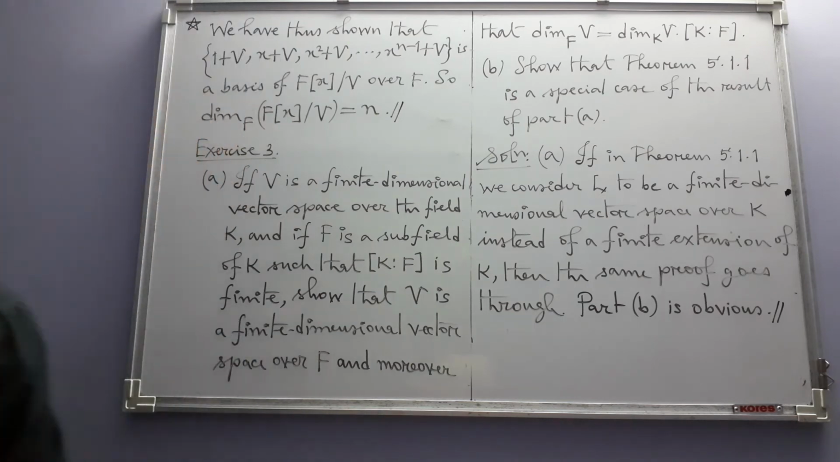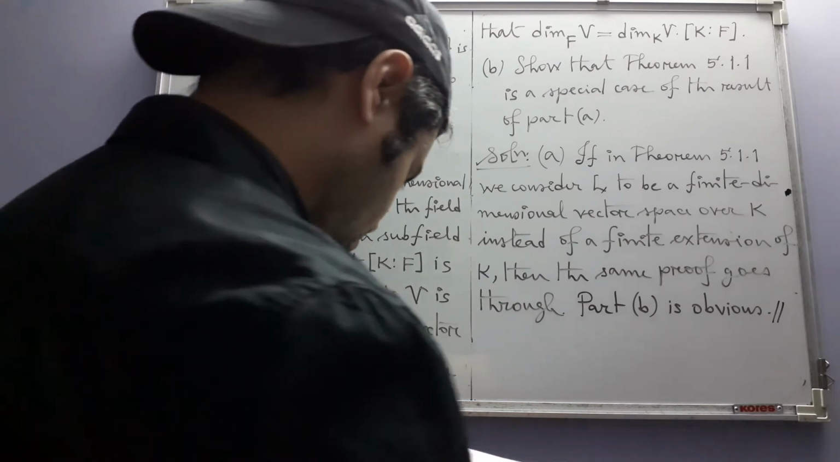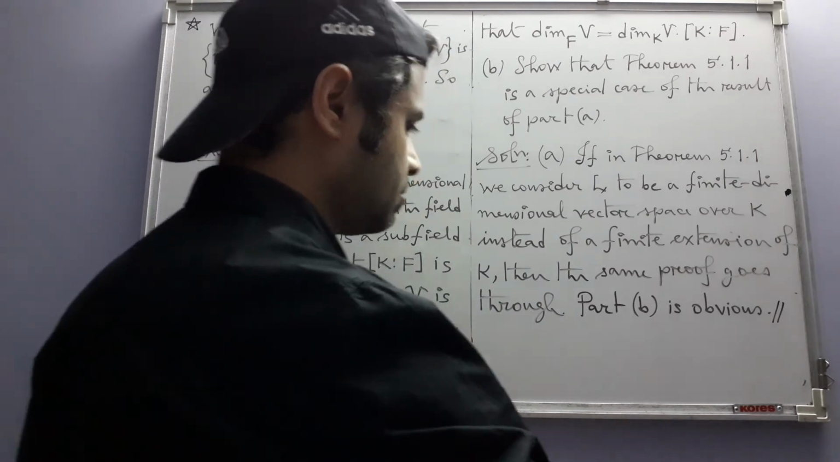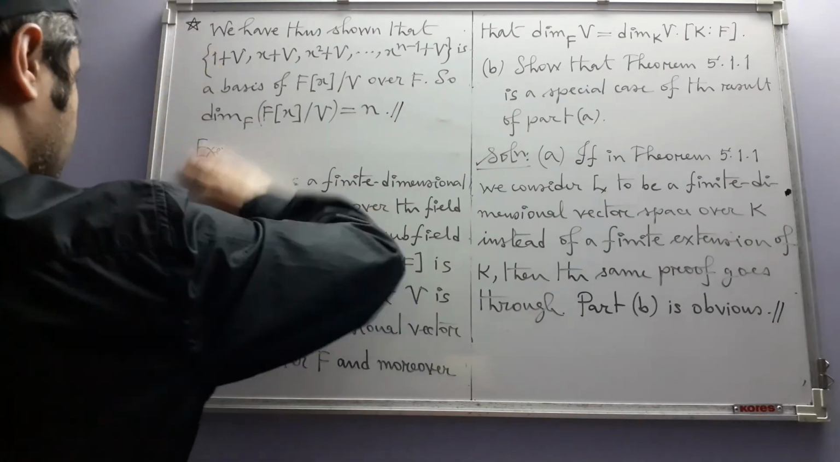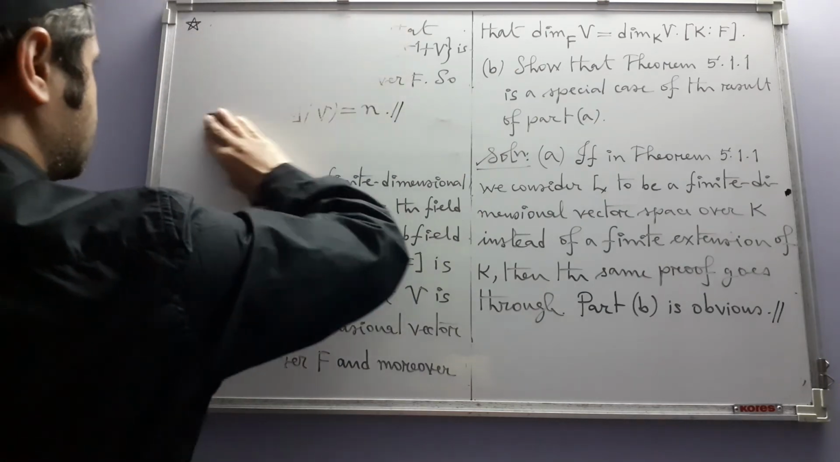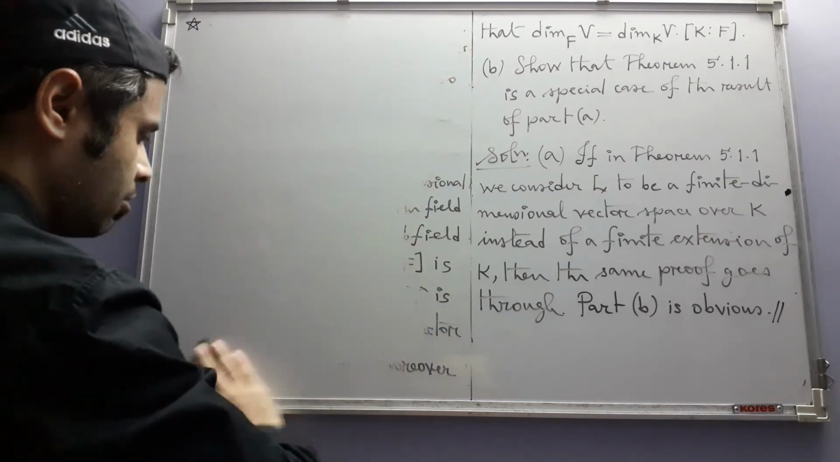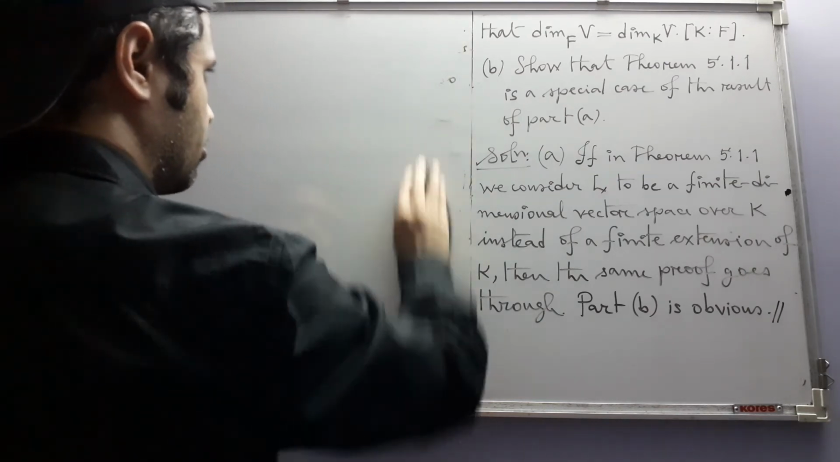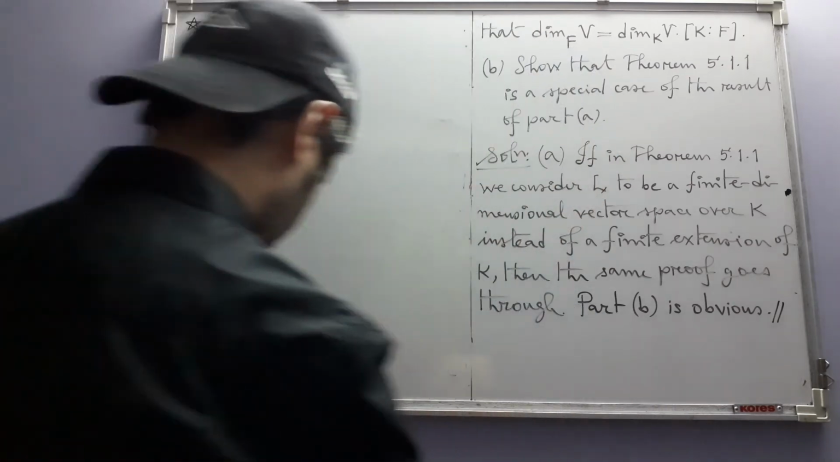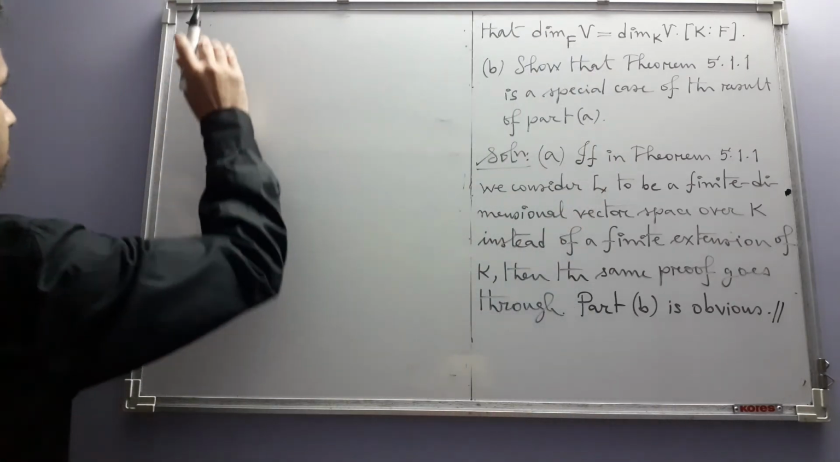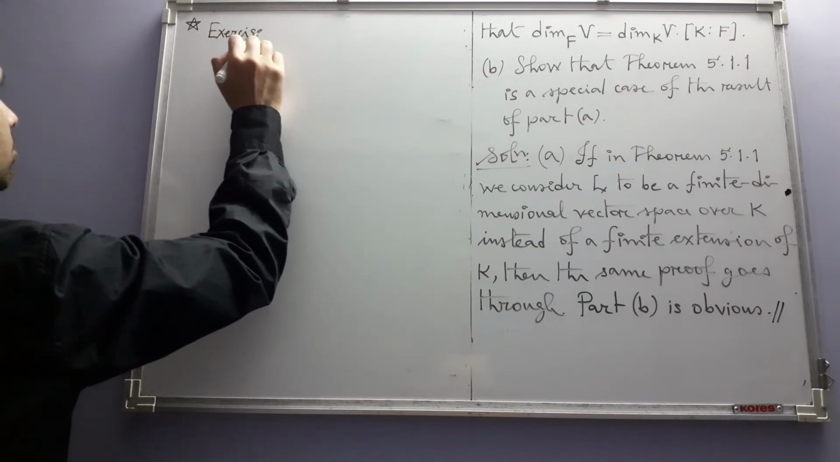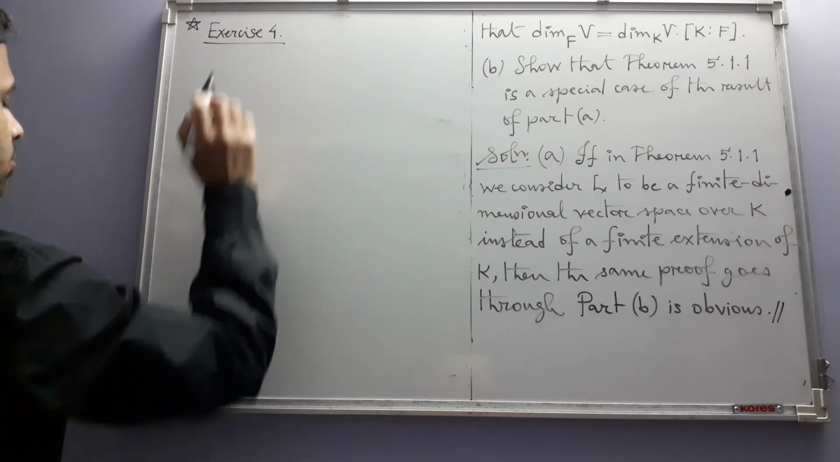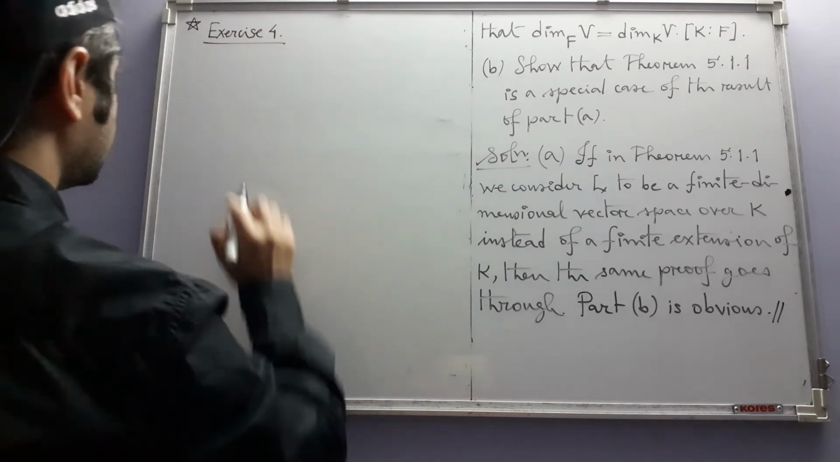Then can we do one more? Let us solve one more exercise so that we can see those computational things that I was talking about. Exercise 4. It also has parts. A.